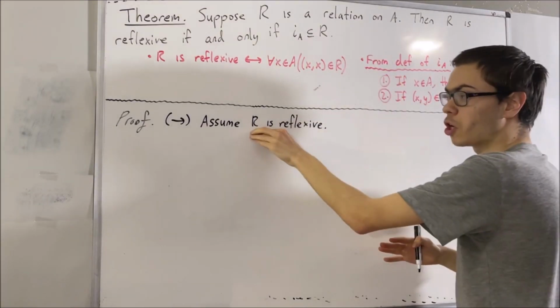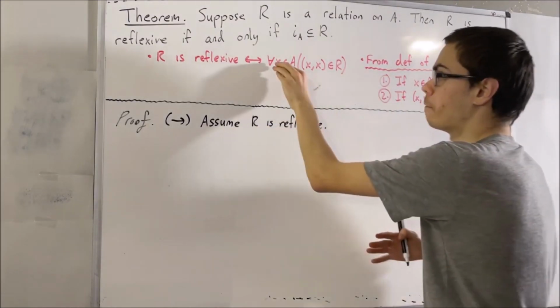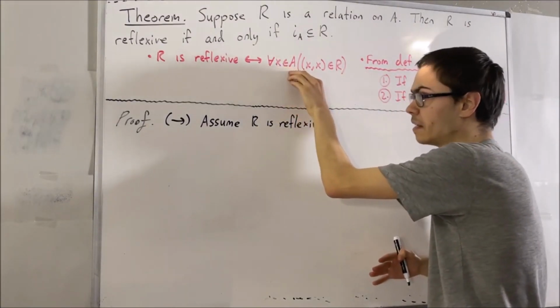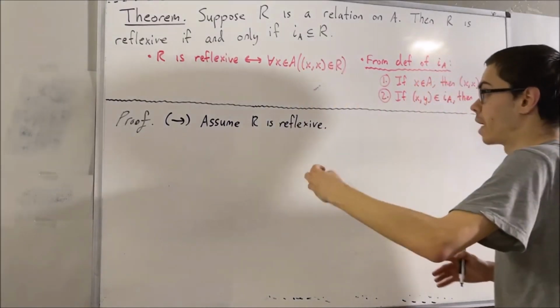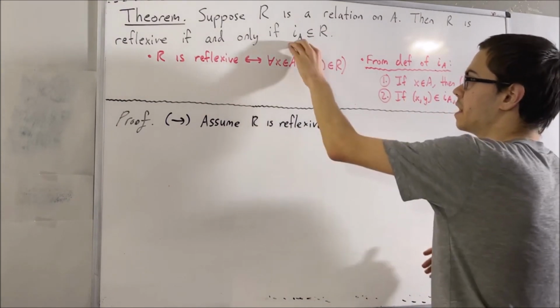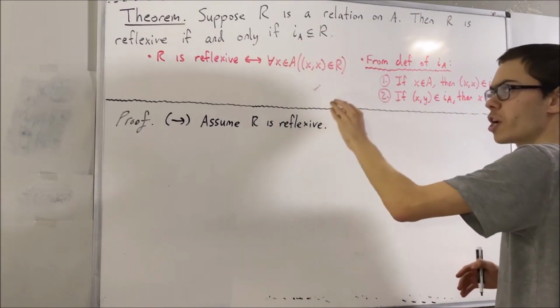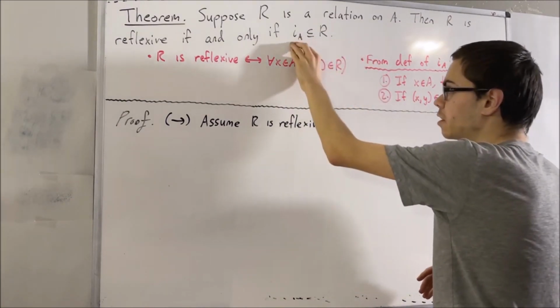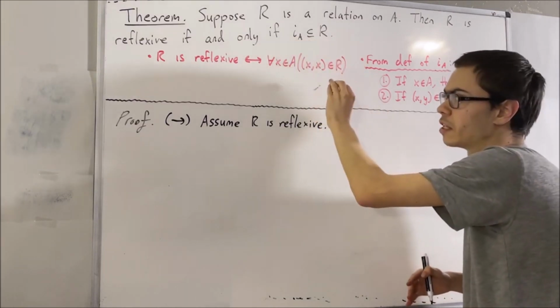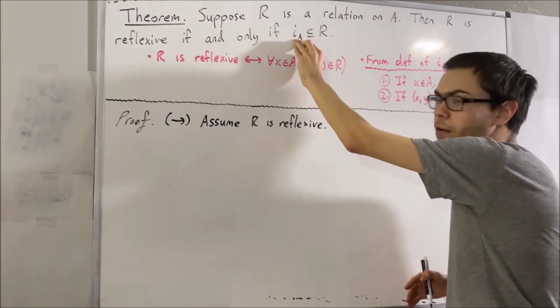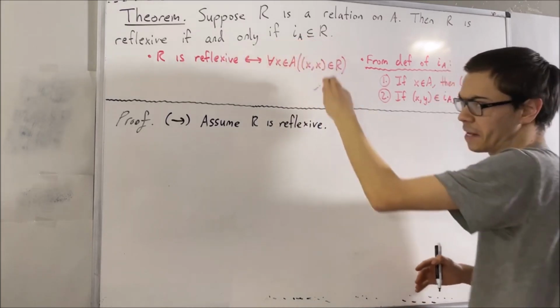Now, what does it mean for R to be reflexive? It means for all elements x in A, we have that x comma x is in R. And so our whole goal now is to deduce that this is true. We're trying to prove that everything in the identity relation on A is also in R. So to do that, let's consider an arbitrary element of the identity relation on A, say x comma y.